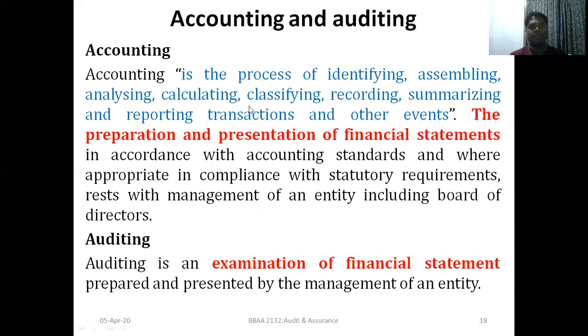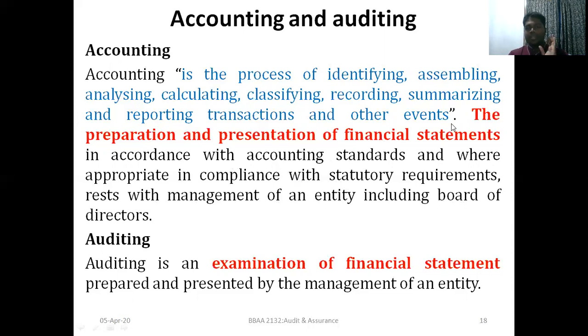When you define accounting, you can say accounting is the process of identifying, assembling, recording, classifying, whatever it is; you already studied this. The preparation and presentation of financial statements in accordance with accounting standards, and where appropriate in compliance with statutory requirements, rest with the management of an entity, including the board of directors. This is important here. I hope you know the meaning of accounting.